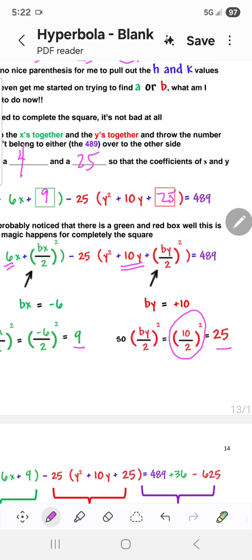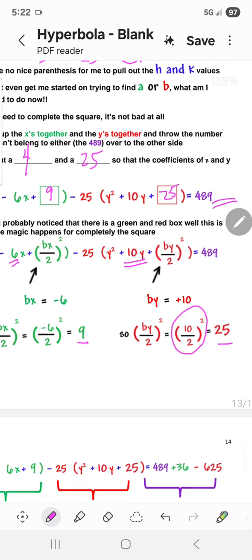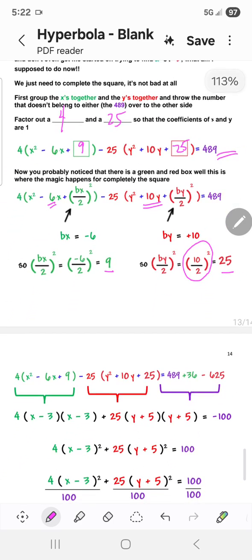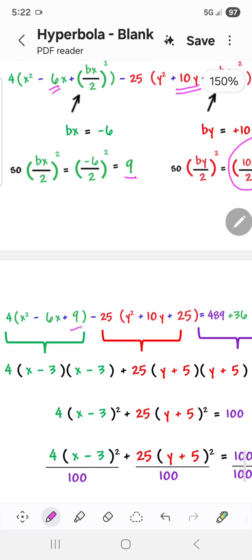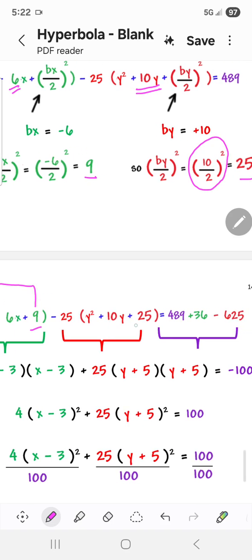Now, wait a minute. Well, that's not right. Why isn't that right? Because I haven't actually done anything on this side. You have to remember, what you do to one side, you have to do to the other side. So over here, when we add a 9, we're not really adding a 9, we're adding a 4 times 9. And here, we're not really adding a 25, we're adding a 25 times a negative 25. So that means I have to add in a 36 and a negative 625. Be aware, things won't work out nicely if you don't.